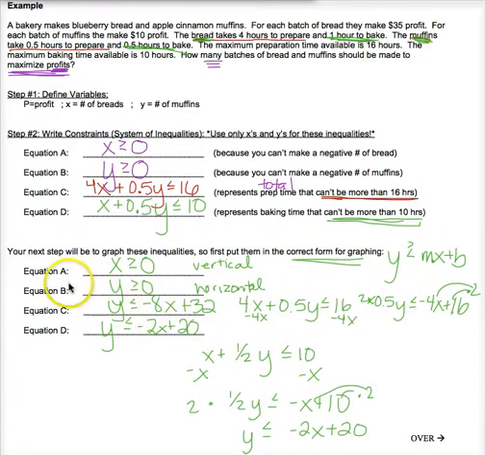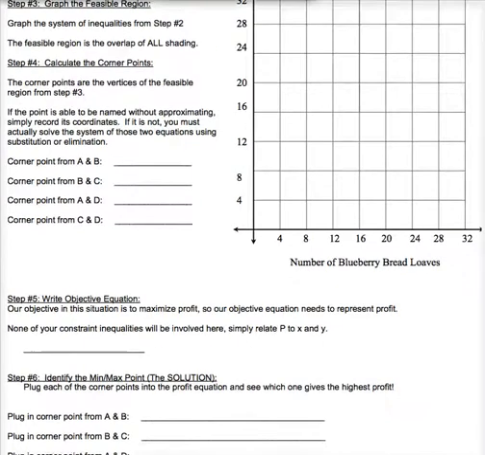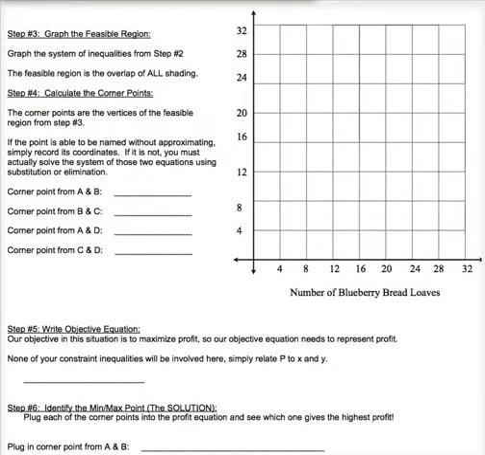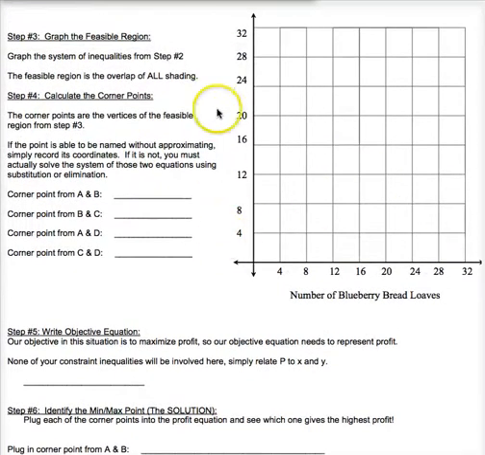Okay, so we've got our constraints written. We wrote them in a way that we're going to be able to graph them. So our next step is to actually graph them, graph the feasible region. And on yours, you've got a label on this axis. I couldn't type it, so I had to write that one in by hand. So we're going to graph the system of inequalities from step number 2.